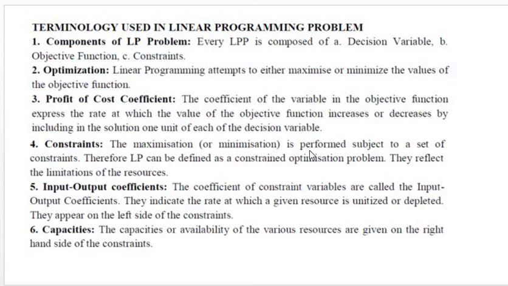And the constraints: the maximization or minimization is performed subject to constraints given, and we can consider different types of constraints. They reflect the limitations of the resources. The coefficients of constraint variables are called input-output coefficients. They indicate the rate at which a given resource is utilized or depleted. They appear on the left side of the constraints. If you consider the right side of the constraint, capacities or availability of the various resources are given on the right-hand side of the constraints.